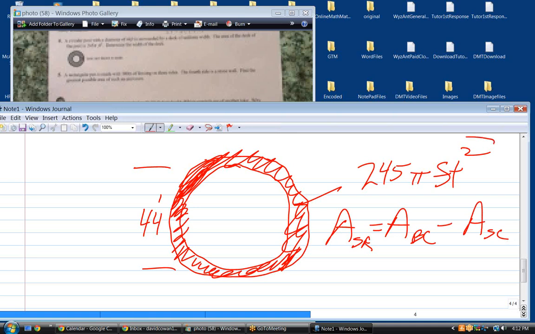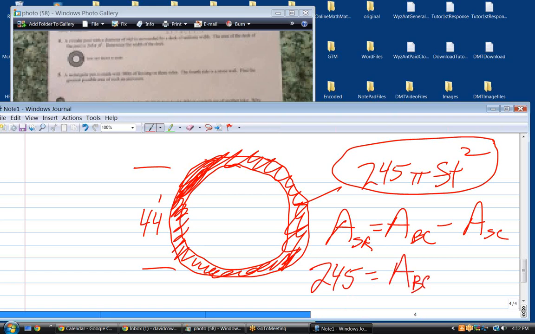Well, they've given us the area. So now it's just plug in. The area of the shaded is 245 pi. The area of the big circle, we don't know. We're solving for that. But what's the area of the small circle? Area is pi r squared.